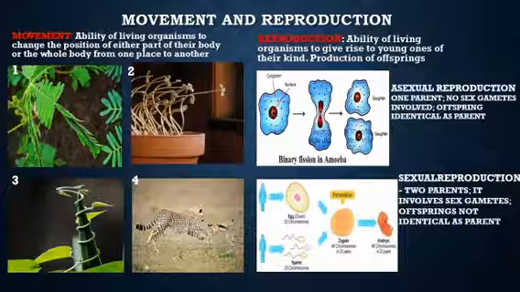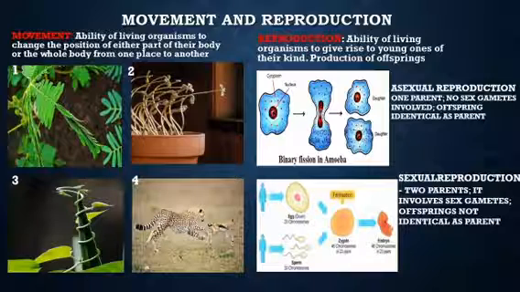Sexual reproduction involves 2 parents, and it involves exchange of sex gametes. Then, the offspring produced by this is never identical, or is not exactly identical, to any of the parents. It combines the features of the 2 parents together.